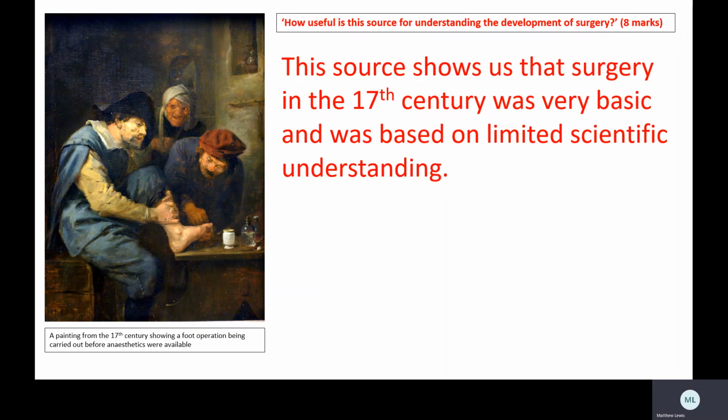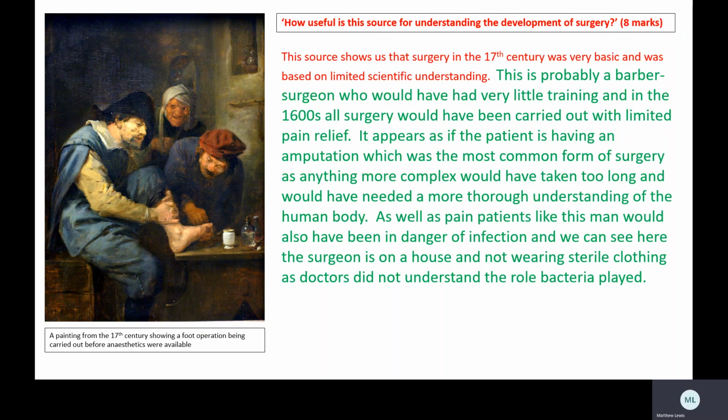Well, I think this tool, I'm going to keep that relatively simple. In this case, I'm going to say it shows me that surgery was very basic and it was based on limited scientific understanding. Now, in an ideal world, I could then give some specific reference to the painting itself. I could have improved it by saying something like, well, he's got his foot on a table and he's in his own home. But it doesn't matter in a sense because I'm going to develop that in my next bit.